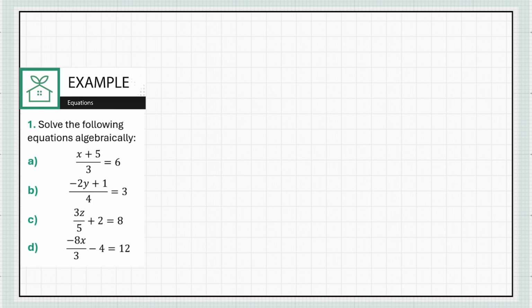Okay, welcome back. So today we're going to be looking at some more equations involving fractions. So let's get started. Now the first one we have is (x + 5) over 3 is equal to 6.